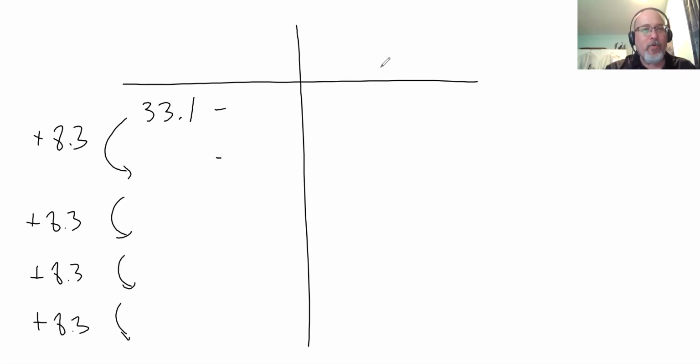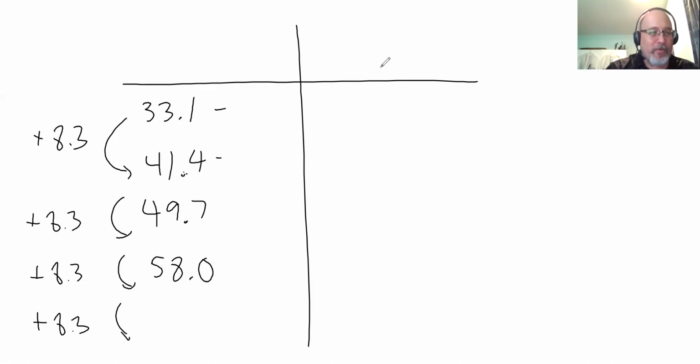All right, 33.1 plus 8.3 is 41.4. 41.4 plus 8.3 is 49.7. 49.7 plus 8.3 is 58.0. Feel free to use a calculator. 58.0 plus 8.3 is 66.3. That's the role of the class width, to go from one lower limit to the next.